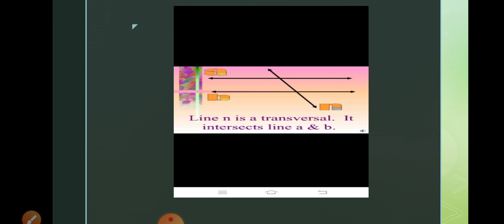Now here A is parallel to B, and line N is a transversal because N intersects lines A and B. Now here A, B and C, three lines are there, and R is a transversal. It doesn't matter whether the lines are parallel or not. If any line intersects them, then that line is definitely a transversal.